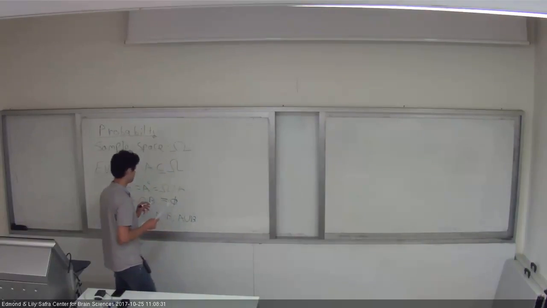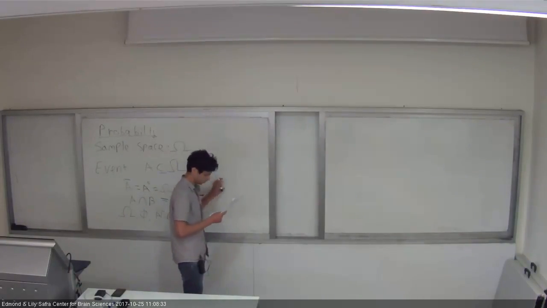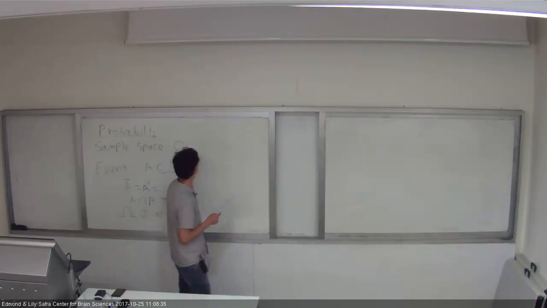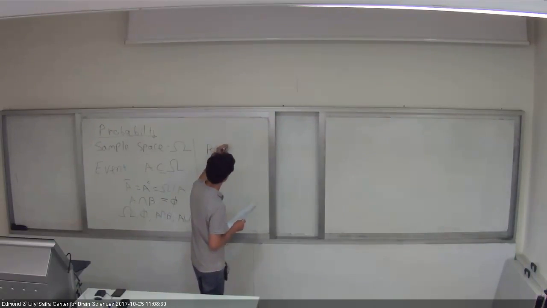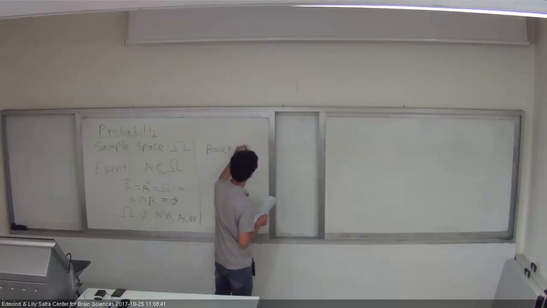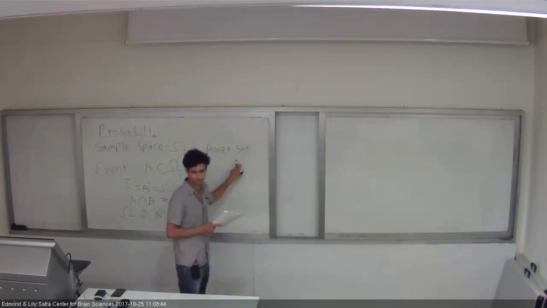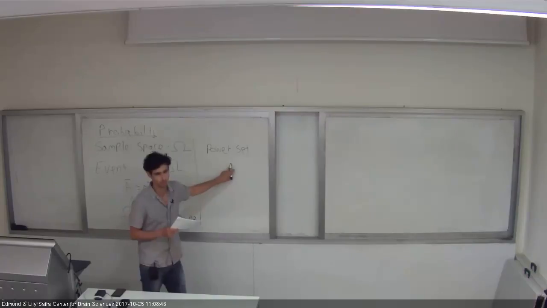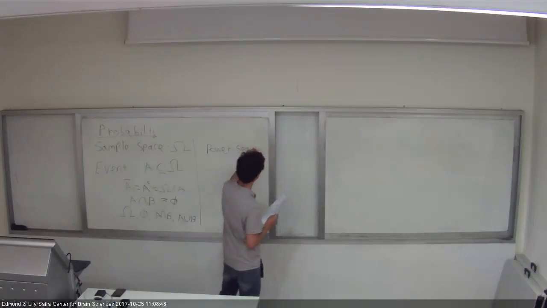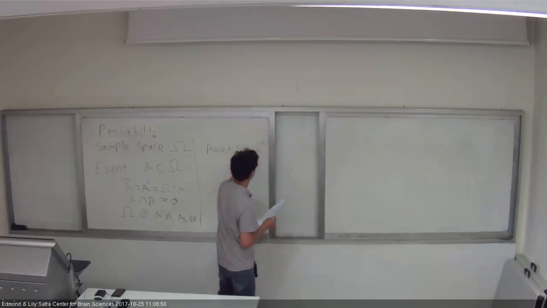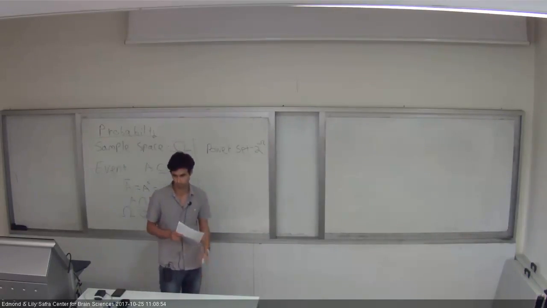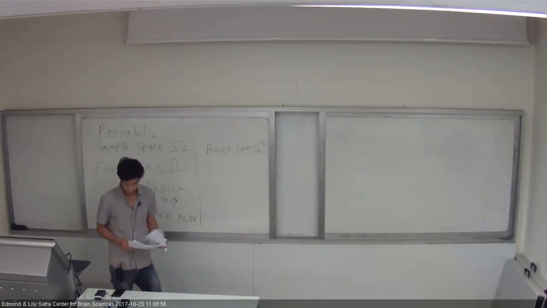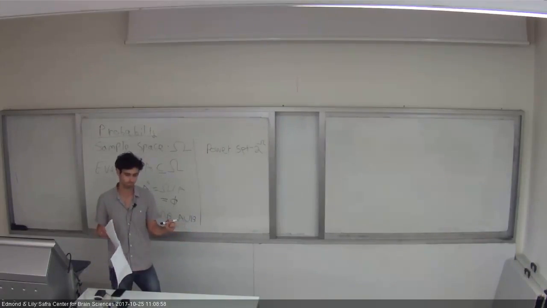And one last thing, we call the power set of omega the set of all the possible events in omega, and we denote it by 2 to the omega. Any questions? Great.